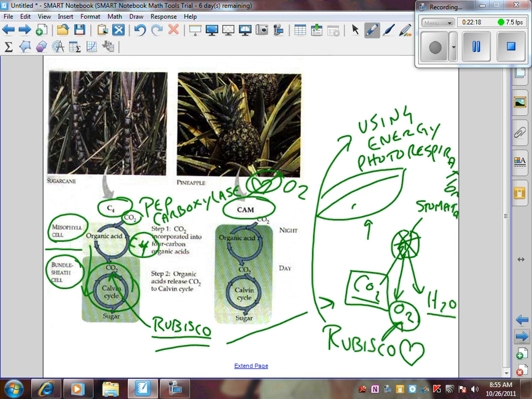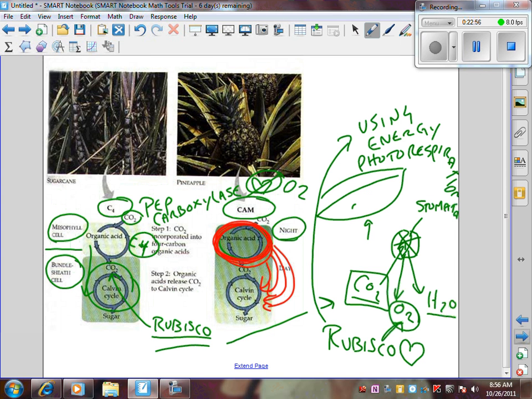The CAM plant does very much the same thing, but instead of having it open and close during the day, what they do is they open up their stomates during the night. They fix in all the CO2 during the nighttime, so they build up all this CO2 when their stomates are open, and then during the day when they close the stomates, they start releasing all the CO2 to the Calvin cycle. So this isn't a separation of cells, this is a separation of night and day when we're actually doing this fixation process. So once again, evolutionary adaptation, C4 versus CAM.